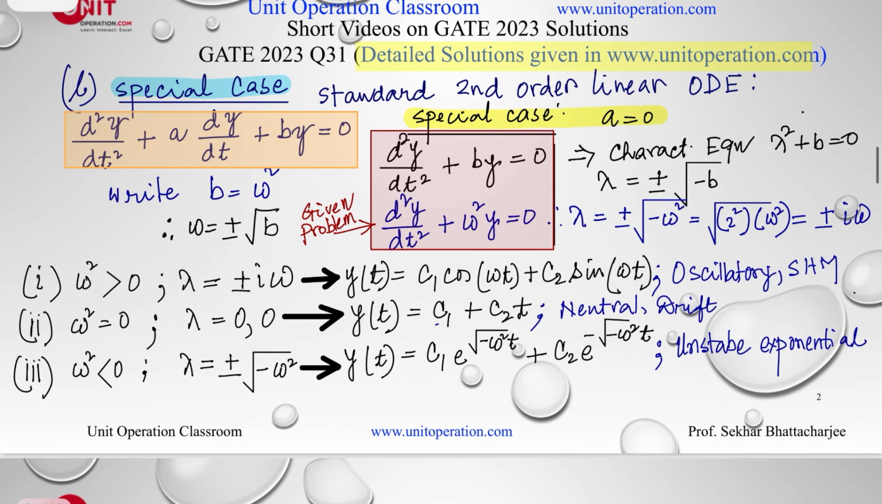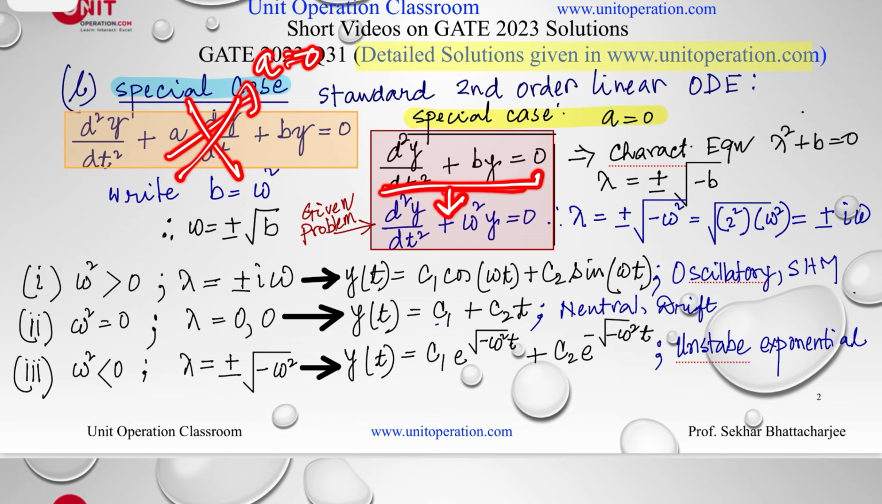Okay. So what are the types of solutions? Let's look into this one. As we say, this is the standard second order linear ODE, and the special case is when A is equal to zero, that means this term vanishes. So this is my solution here. And we can write this as omega square y. That is the given problem.